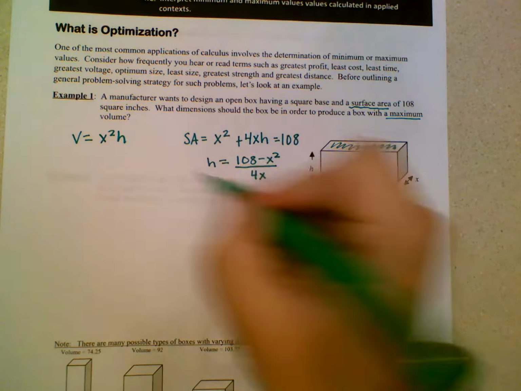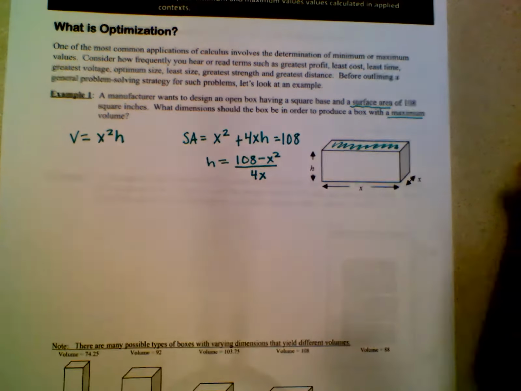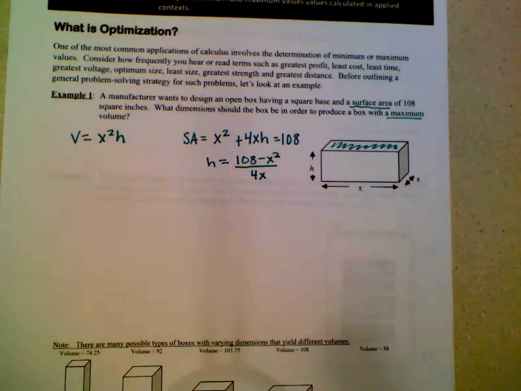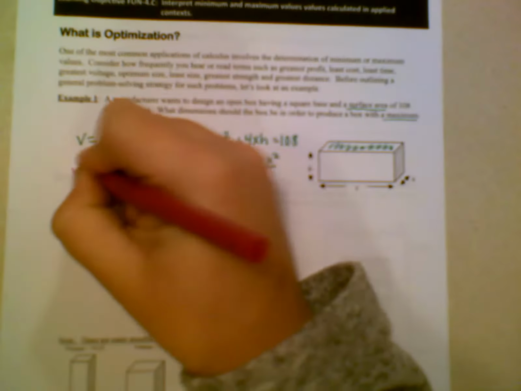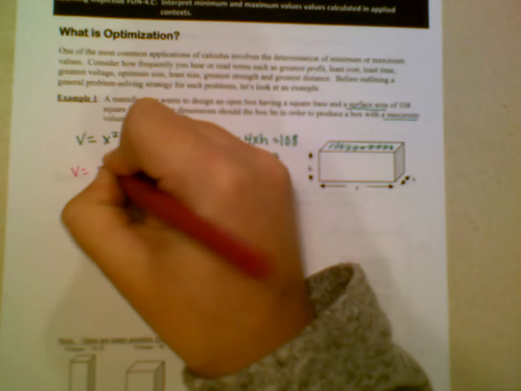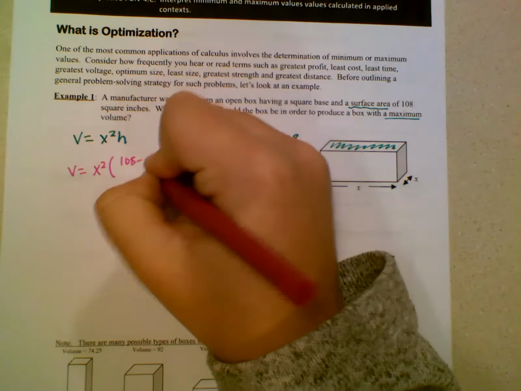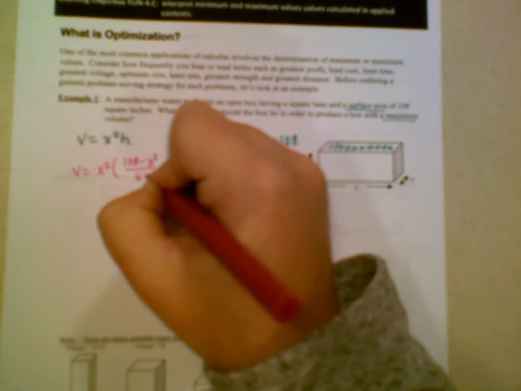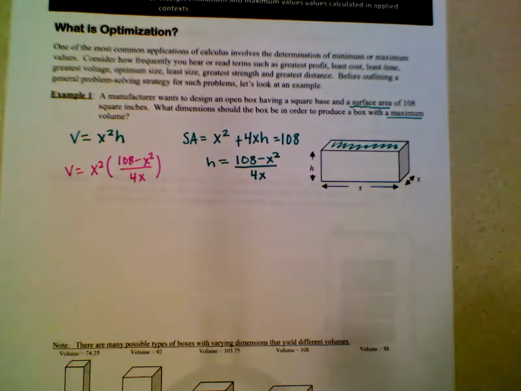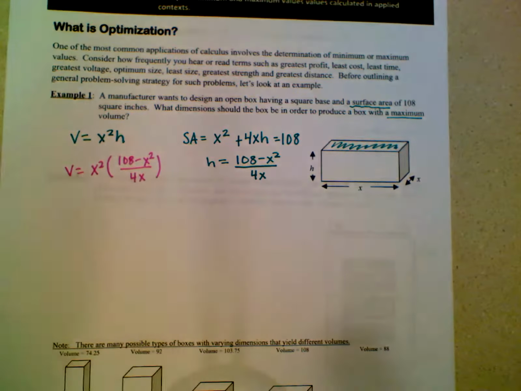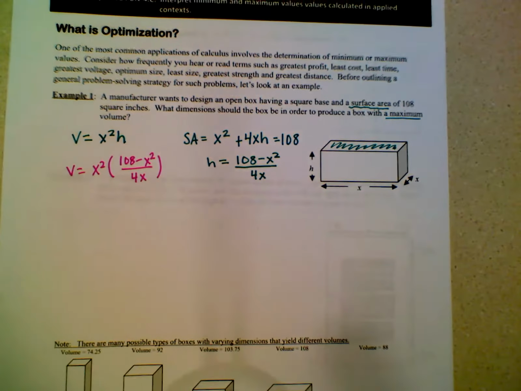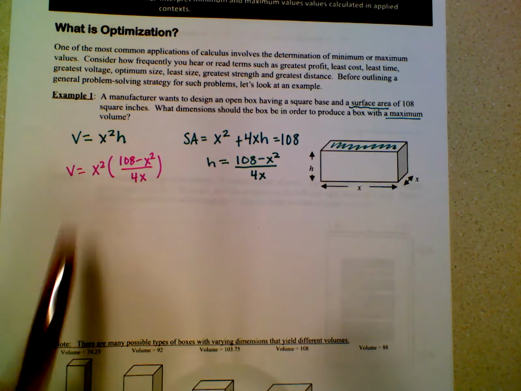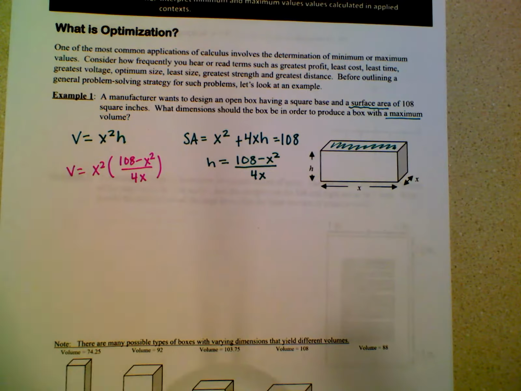And so what we're going to do is take that h and plug it in over here. So my new volume equation is x squared times (108 minus x squared) over 4x. And this equation here in pink is the one that we are going to maximize. This is maximize volume, so we're going to use the volume equation.